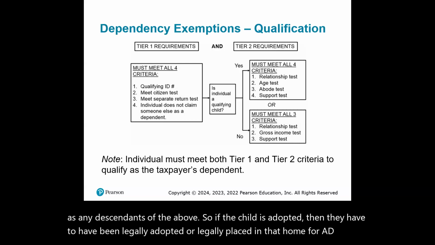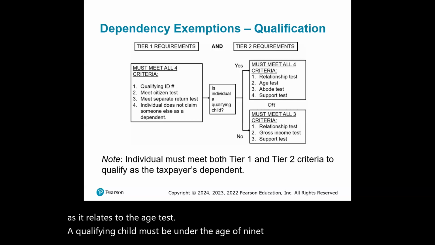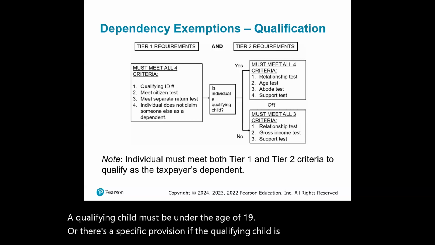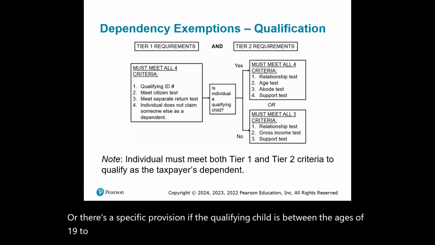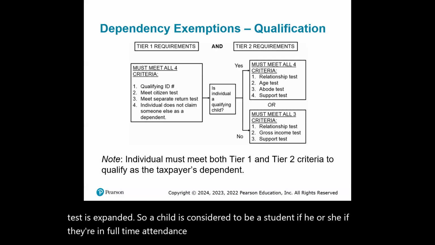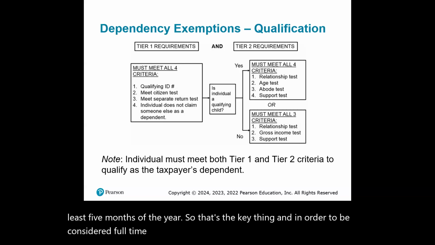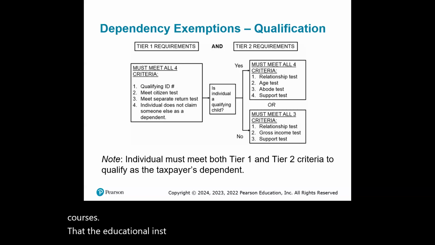As it relates to the age test, a qualifying child must be under the age of 19, or there's a specific provision if the qualifying child is between the ages of 19 and 24. If they are a full-time student under the age of 24, then the age test is expanded. A child is considered to be a student if they are in full-time attendance at a qualified educational institution for at least 5 months of the year. So that's the key thing. And in order to be considered full-time, the student must carry the number of hours or courses that the educational institution requires for a student to be considered full-time.